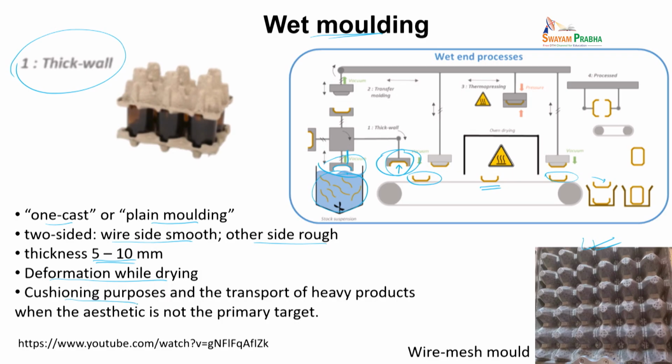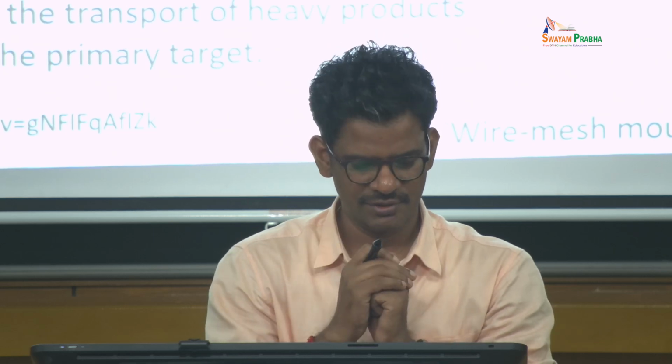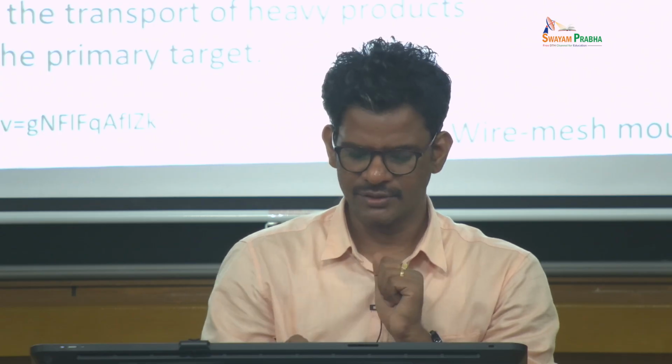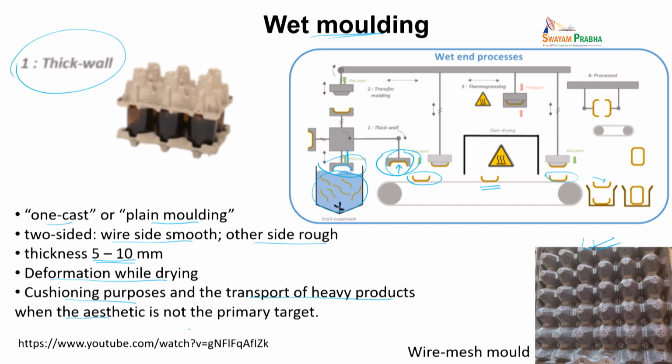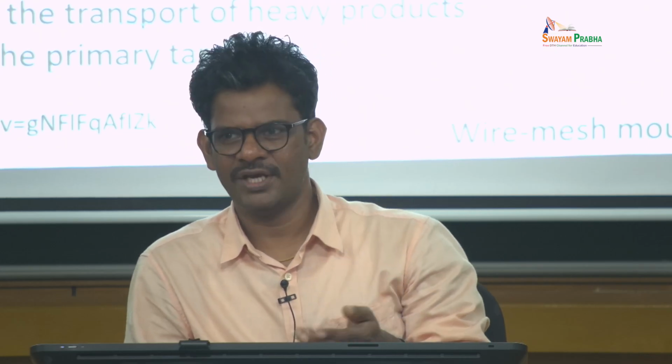Usually it is used for cushioning purposes. You will see in recent times, when a fridge and other white goods get packed, we no longer use thermocol. It actually comes with these pulp-based molds to offer cushioning effects. So it is used for transport of heavy products where aesthetics is not the primary target. It's a very simple process. It's not going to give a good finish, it's going to be very thick, so it's not very aesthetic. So you generally don't use it for any food application or any aesthetic application. You usually use it for packaging, cushioning effect, where aesthetics is not important.